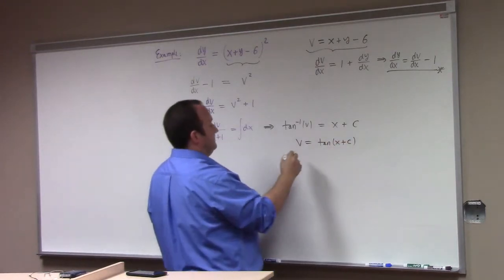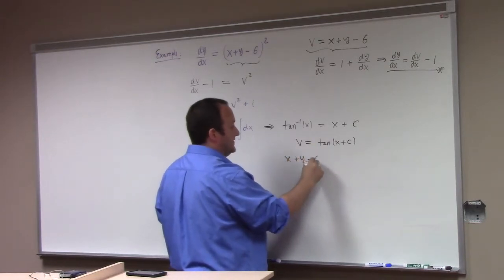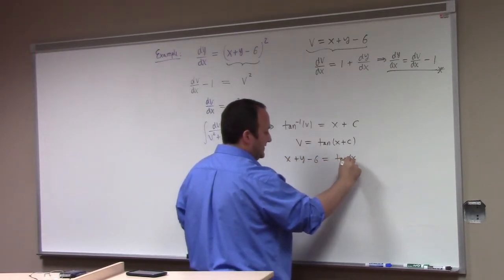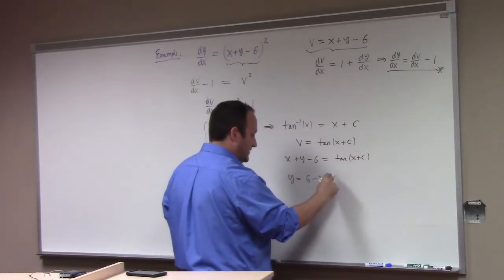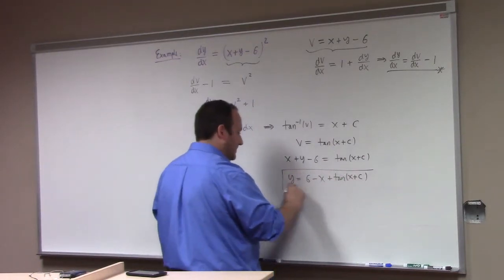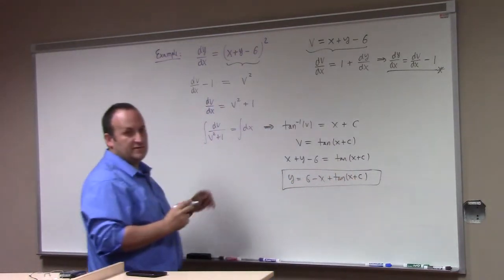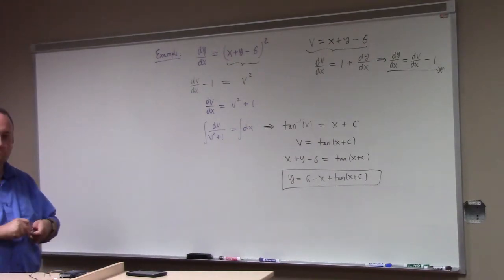But v is what? So we've got x plus y minus 6 is equal to the tangent of x plus c. So this gives us y is equal to 6 minus x plus the tangent of x plus c. And there you go, that's the solution to this thing. It's not too bad, is it? No.